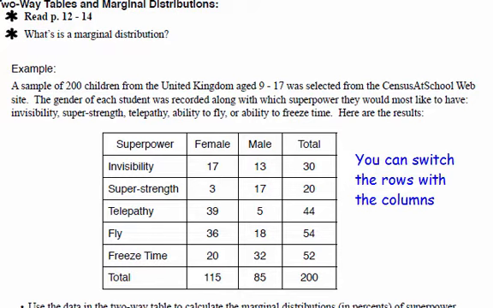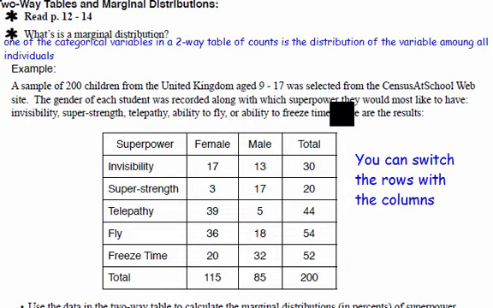The distribution of superpower alone or gender alone are called the marginal distribution. So we're talking about these right here in the margins. So what is a marginal distribution? Well, it's the distribution of one of the categorical variables of a two-way table of counts among all individuals. So we're talking about each one of these among all of the individuals.